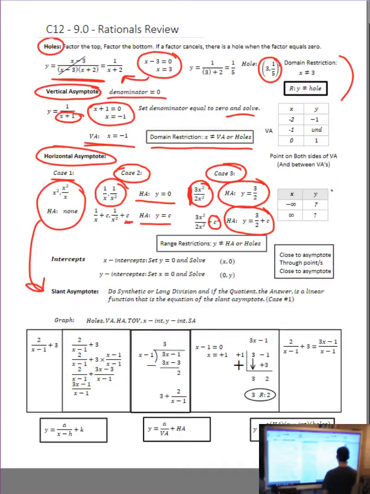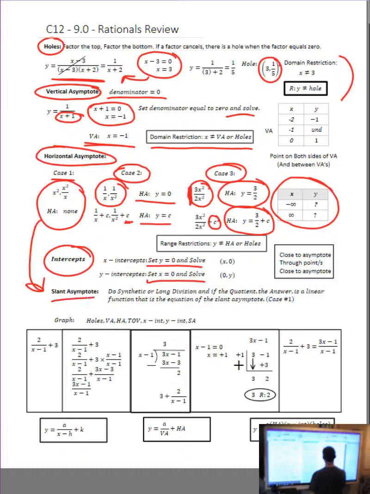Remember, we're also going to be talking a little bit about end behavior. What is happening to x and y as we get really, really big? We're going to be finding x-intercepts by setting y equal to 0 and solving, and we're going to find y-intercepts by setting x equal to 0 and solving. We're going to find slant asymptotes by doing synthetic division and remembering that the answer is the equation of the slant asymptote. And we're only ever going to do that for case 1, when the exponent of x is higher on the top than on the bottom.